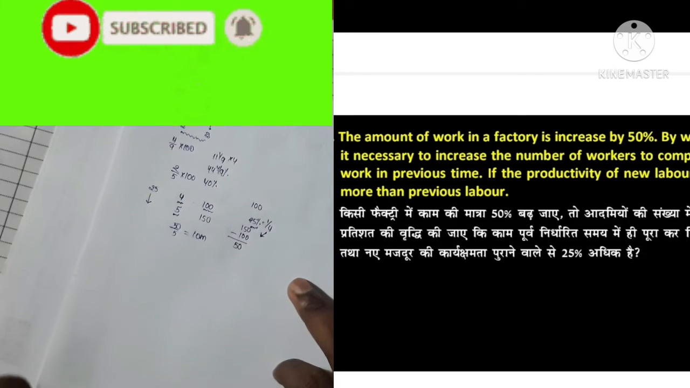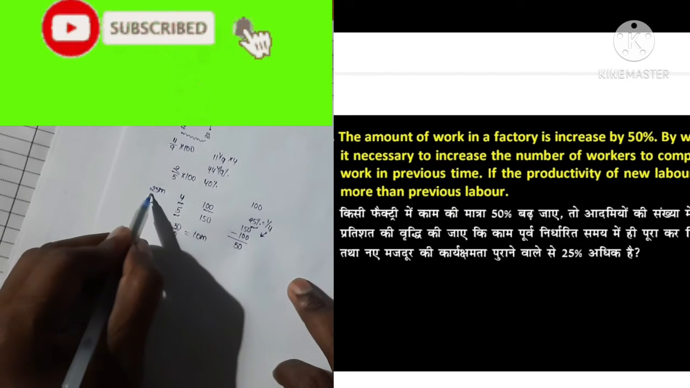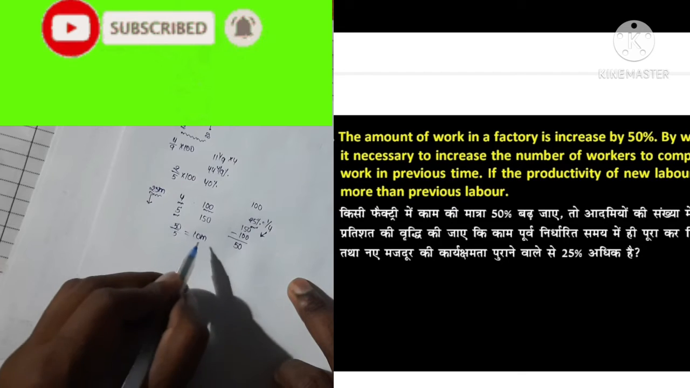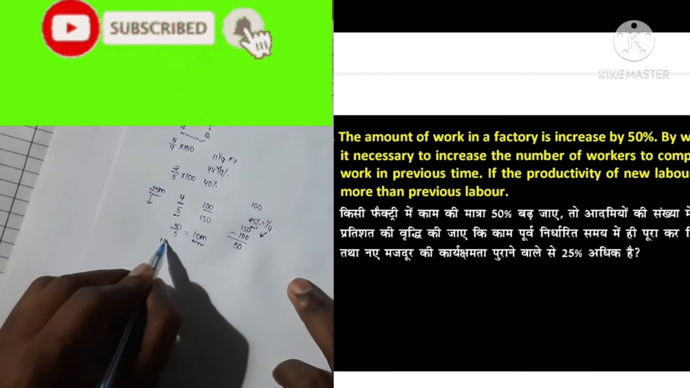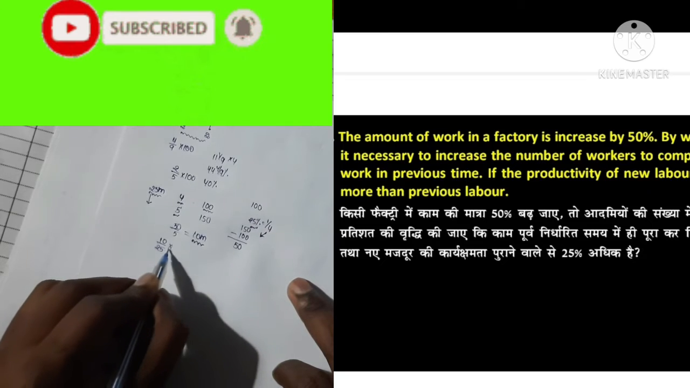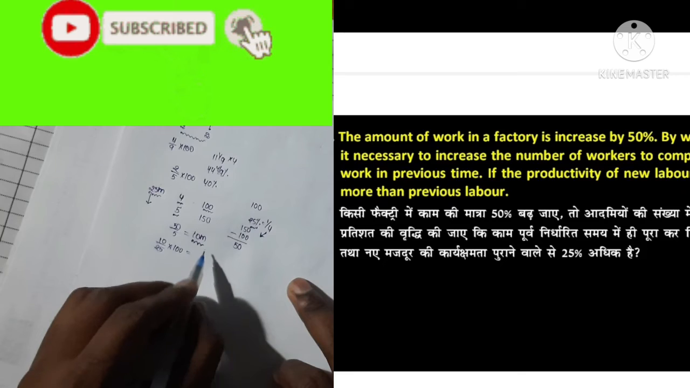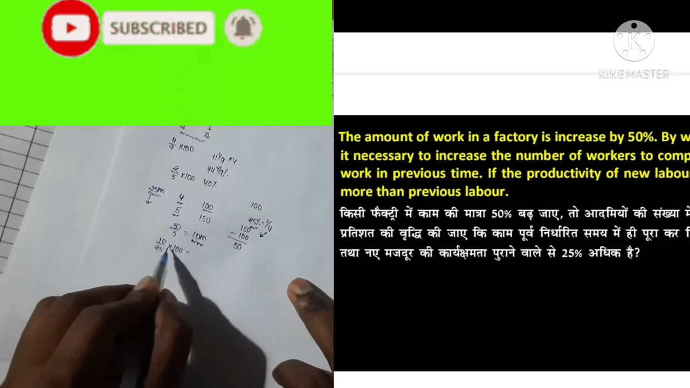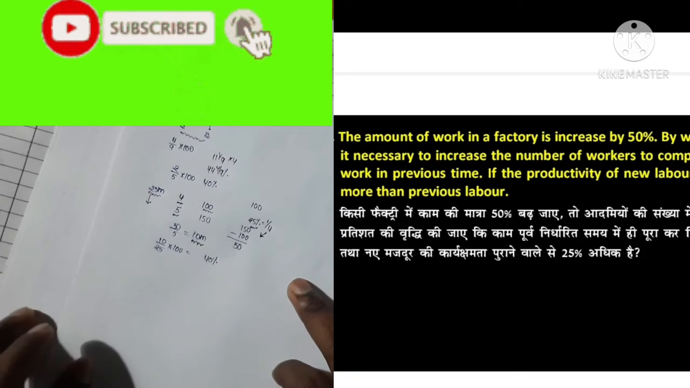So what is the percentage change of men? So here total starting men is 25. It increases by what percentage? So 10 by 25 into 100. So 2 by 5, that means 40%.